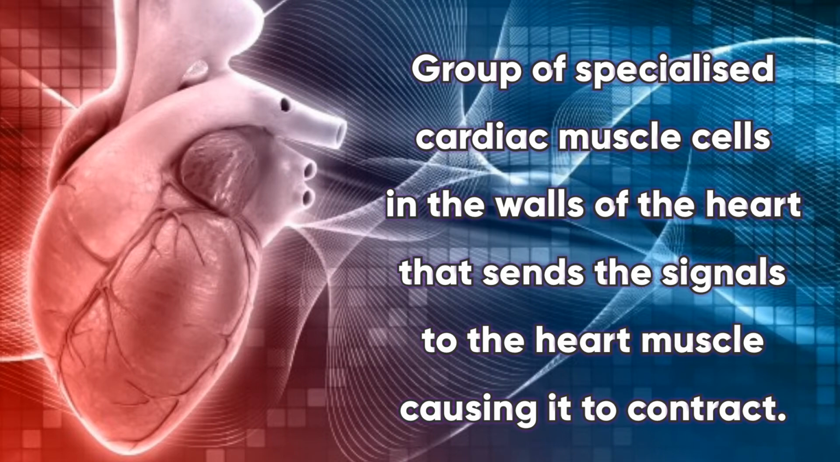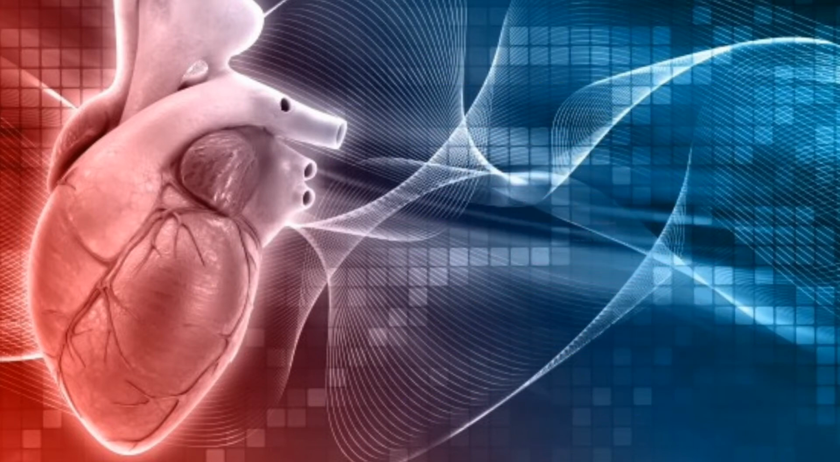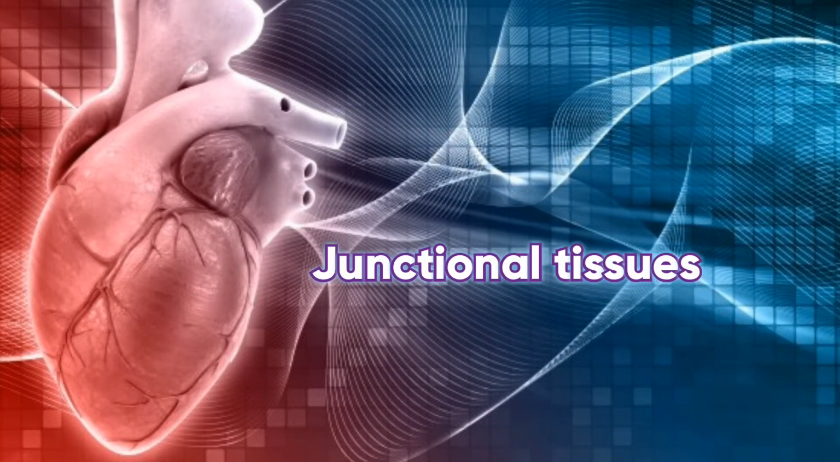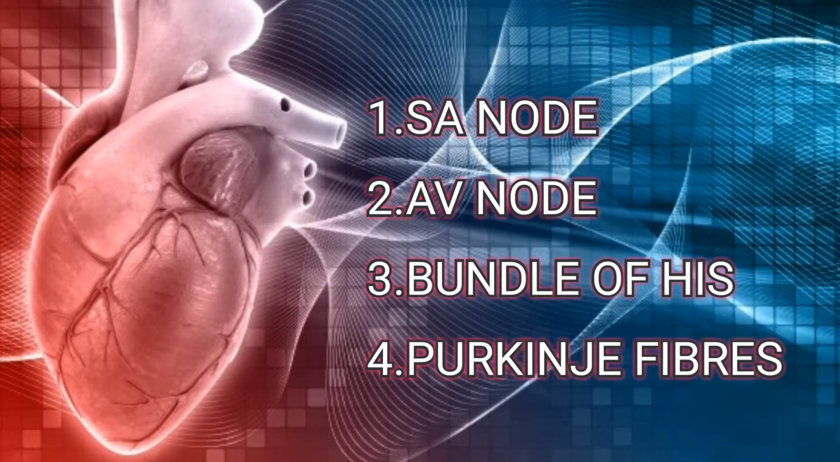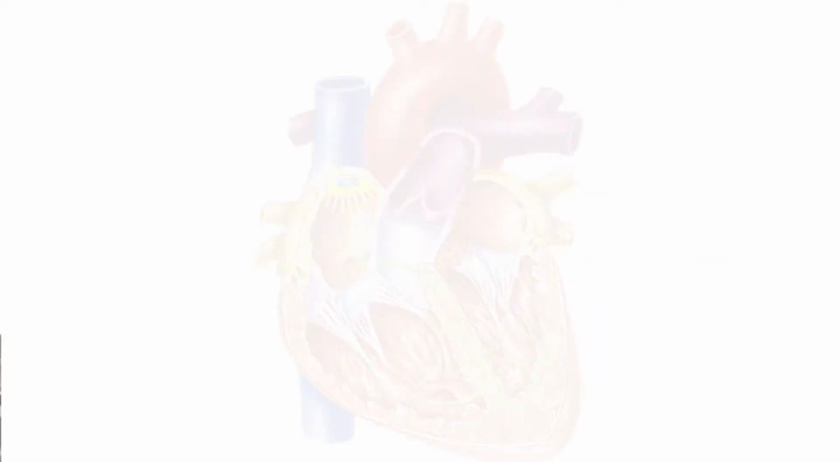All the cardiac muscles are capable of excitation and conduction, but some parts of the heart are specialized in these two properties. These parts of the heart are known as junctional tissues of the heart, and this includes the sinoatrial node or the SA node, the atrioventricular node or AV node, bundle of His, and Purkinje fibers.